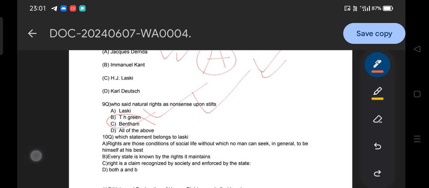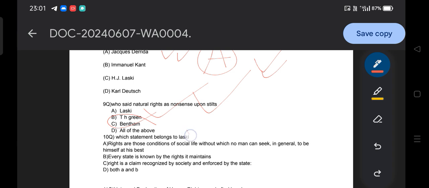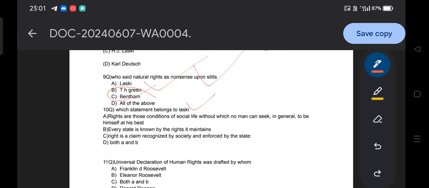Very nice question, guys. Then next question, which statement belongs to Lasky? It's very interesting also. Option A, rights are those conditions of social life without which no man can seek in general to be himself at his best. Option B, every state is known by the rights it maintains. Option C, a right is a claim recognized by society and enforced by the state. Option D, both A and B.